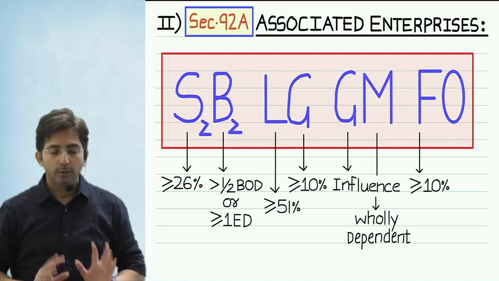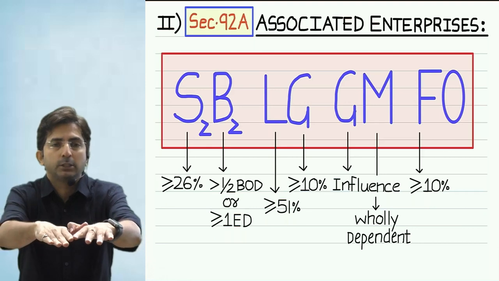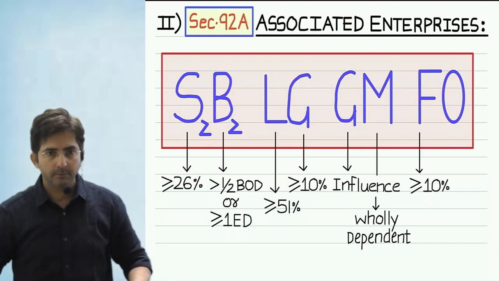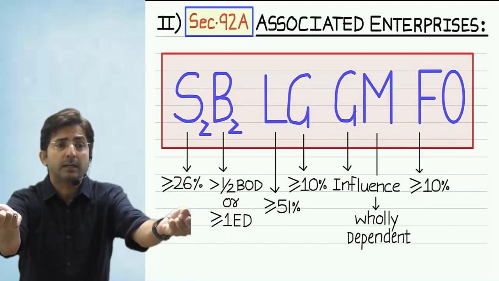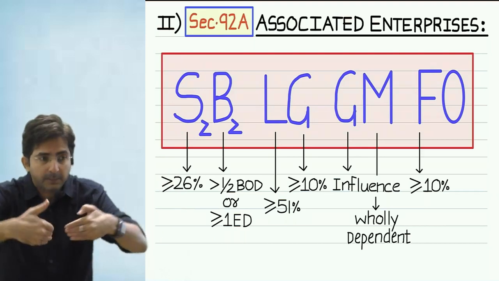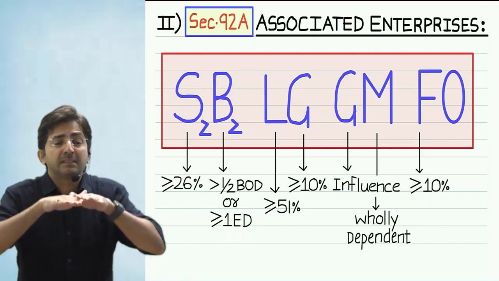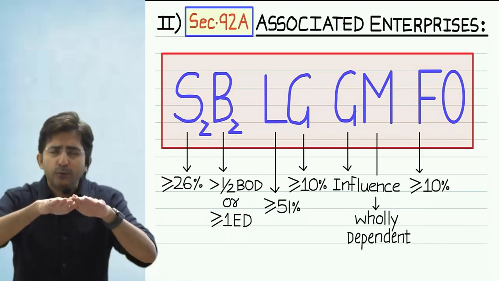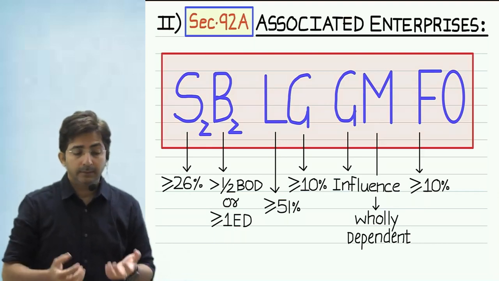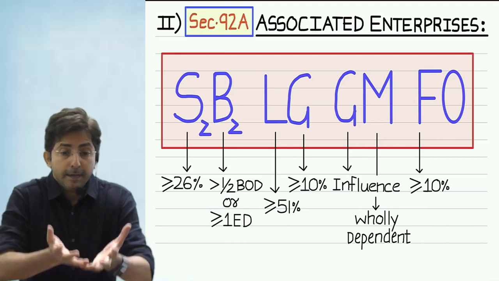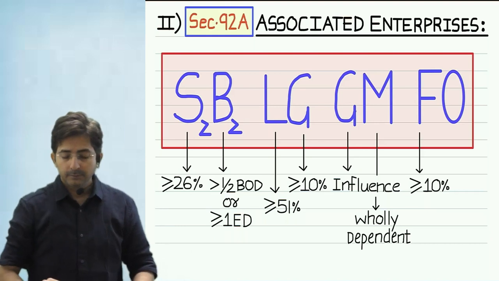Then B1, B2. One enterprise appoints more than half of the board of directors or at least one executive director of another enterprise. Then more than half of the board of directors or at least one executive director of two enterprises are appointed by the same person. Then L, one enterprise advances a loan of at least 51% of the total assets of another enterprise. Then one enterprise guarantees at least 10% of the total borrowings of another enterprise.